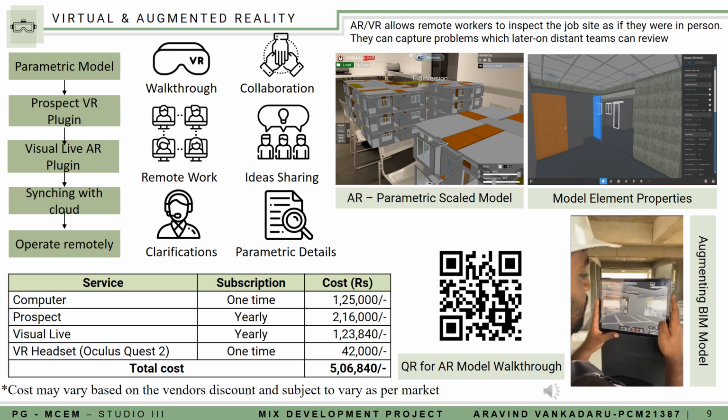To the right side, you can see a BIM model which is being augmented on site. Using the Visual Live plugin, this 1:1 structural model is being augmented. To visualize these augmented BIM model parameters and element properties, scan this QR code which is available on screen.